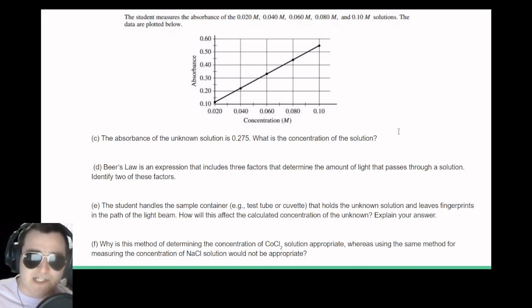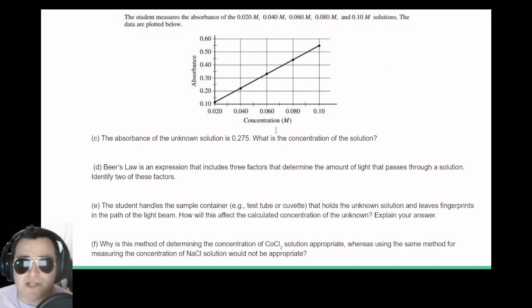And this is Beer's Law at its finest. When you have an unknown concentration, you can assess all these other variables in order to determine the concentration of an unknown solution. So 0.275. So all we have to do is go to the absorbance at 0.275, which is about right here. And would you look at that? It's smack in between 0.04 and 0.06. So the answer would be 0.050. And once again, there's probably a little range associated with this in which you would actually accept, which is pretty nice.